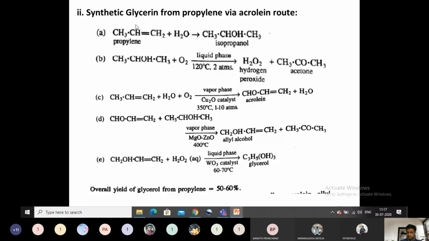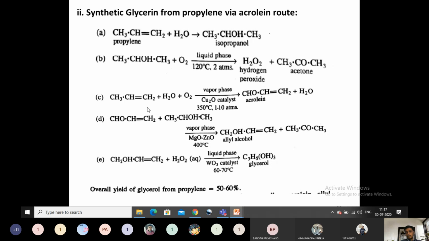So propylene will be used as a reactant in this reaction also. Propylene will be hydrolyzed to give isopropanol. Then this isopropanol will be oxidized at high temperature, 120 degrees centigrade and 2 atmospheric pressure, to give hydrogen peroxide and acetone.